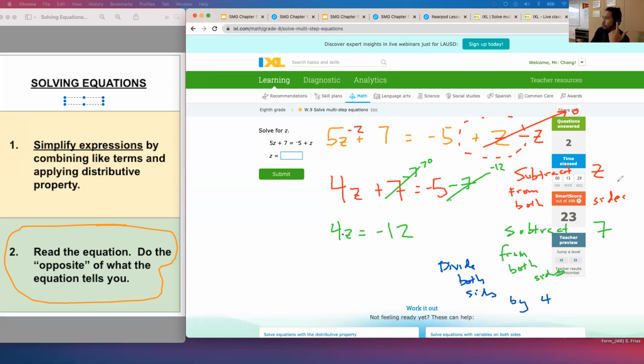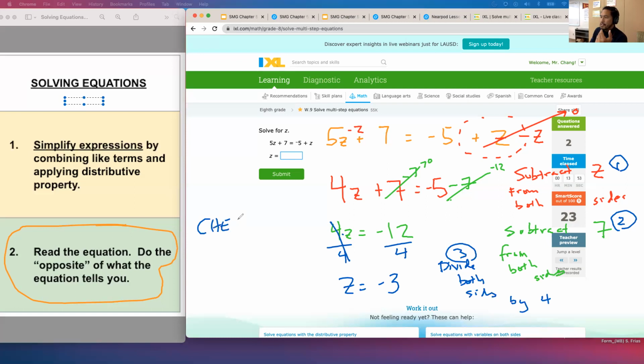So we subtracted z from both sides. That was our first move. We subtracted 7 from both sides. That was our third move. And now our last move is divide both sides by 4. So I divide by 4. 4z divided by 4 is 1z. Negative 12 divided by 4 is negative 3. There's my answer. Let's check it.